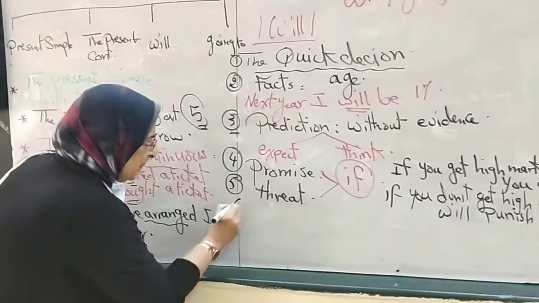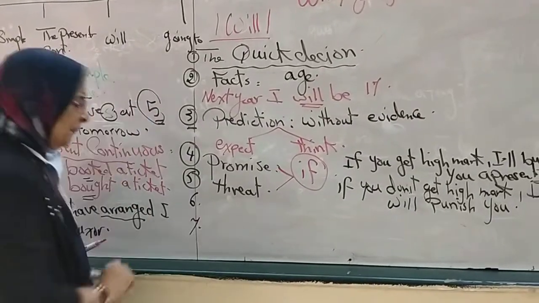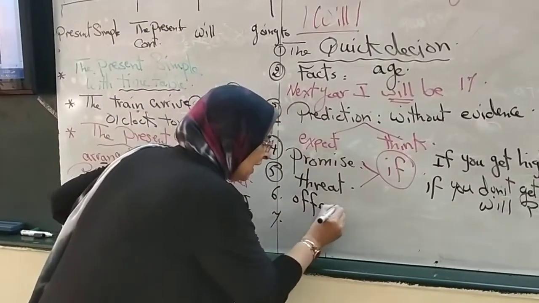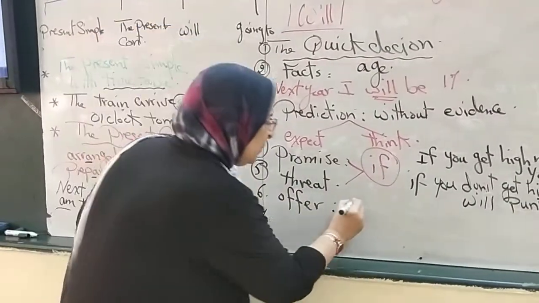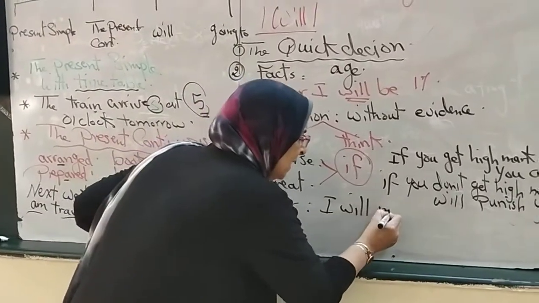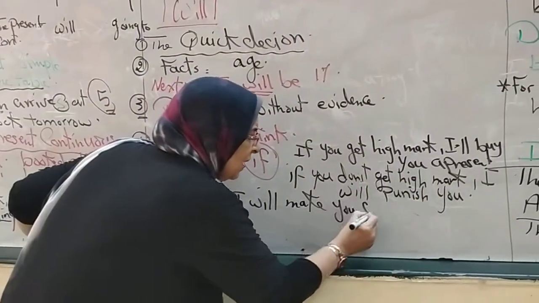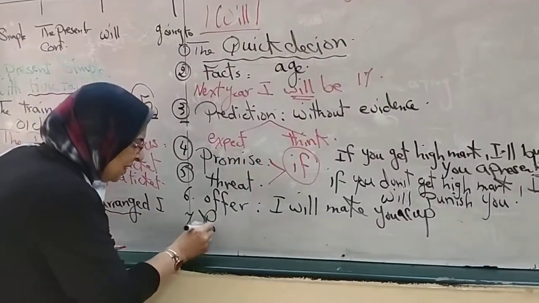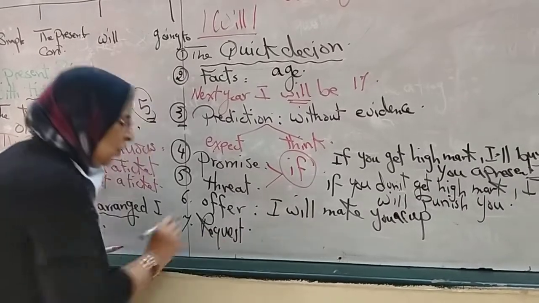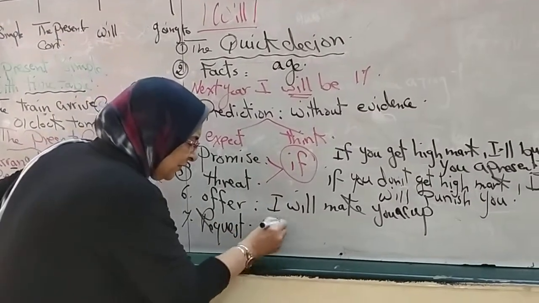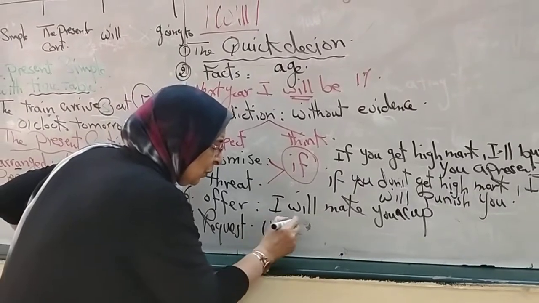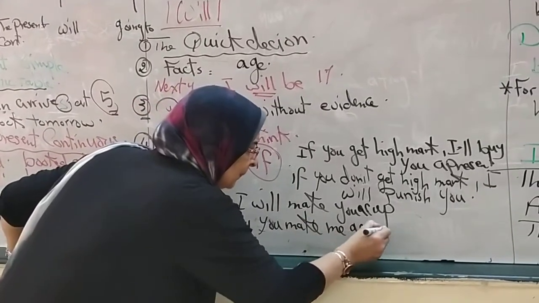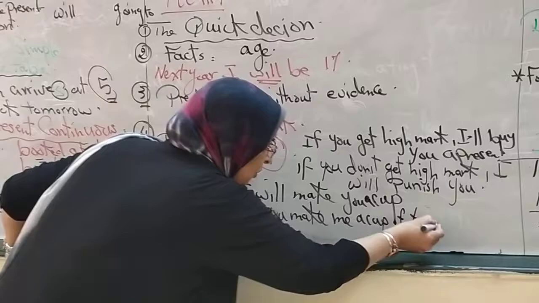What is number 6, please? 6 and 7, it will be 8. When you say offer, an offer, I will make you a cup of tea. This is an offer. Or request. You ask someone, request. When you say, will you make me a cup of tea? Again, that's all for will.